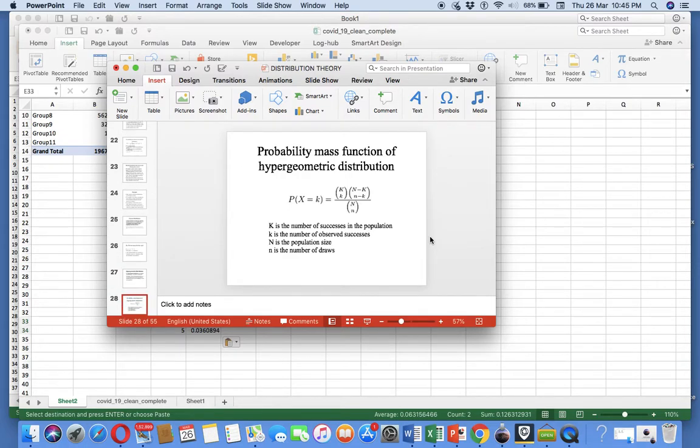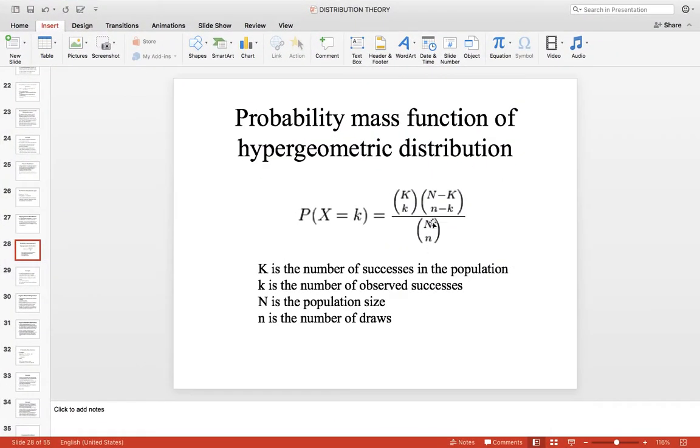The probability mass function of the hypergeometric distribution is here. So this is K C K, N minus K C n minus k, and N C n. What is K? K is the number of successes in the population, so you should know the population figure. And k is the number of observed successes. How much do you want to see? N is the population size, and n is the number of draws.